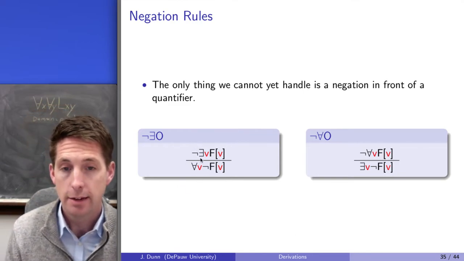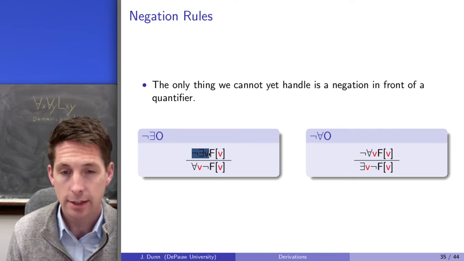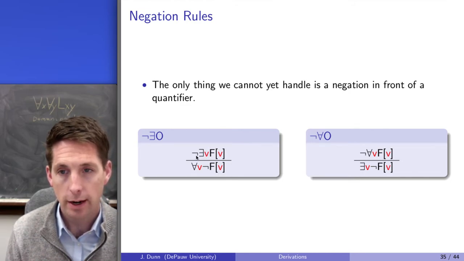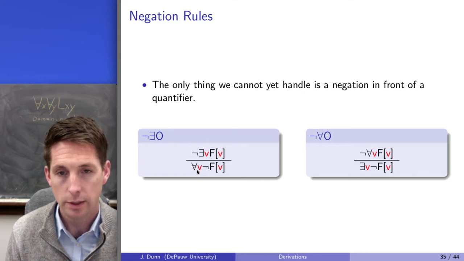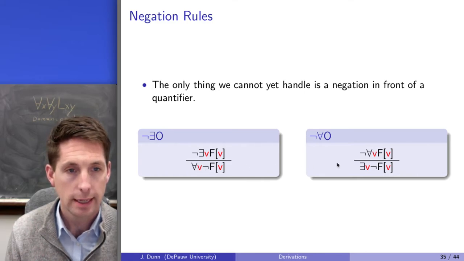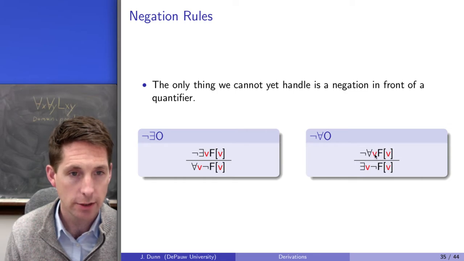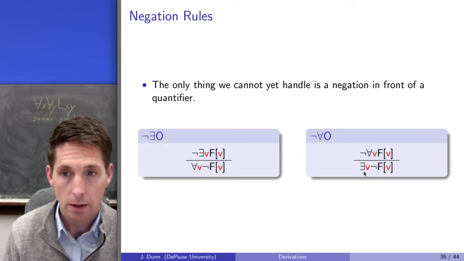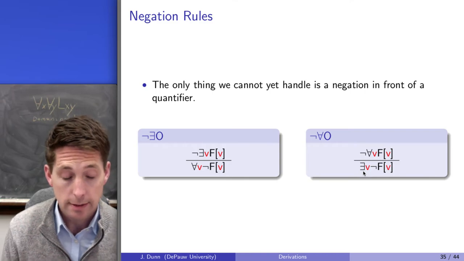This says if you've got a negated existential quantifier with any variable and then some formula after it, you can swap the existential quantifier and the negation as long as you switch the existential quantifier to a universal. So this is a rule we've seen before in the last unit. And the same thing for the universal. It says if you've got a negated universal, you can swap the quantifier and the negation, but you have to change the quantifier to an existential. So that's all the rule says.